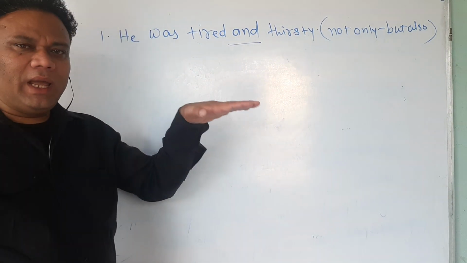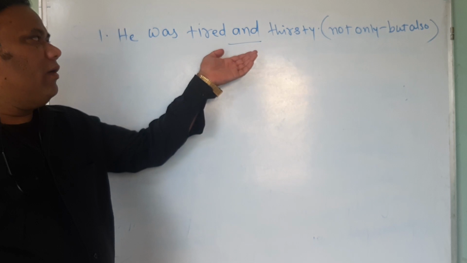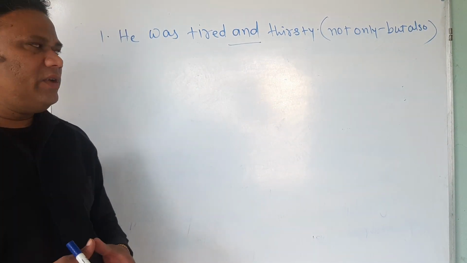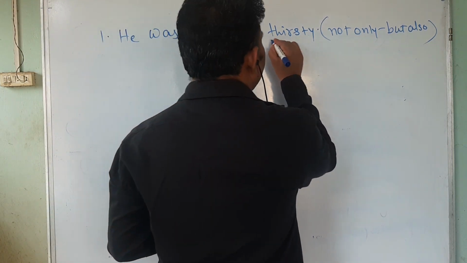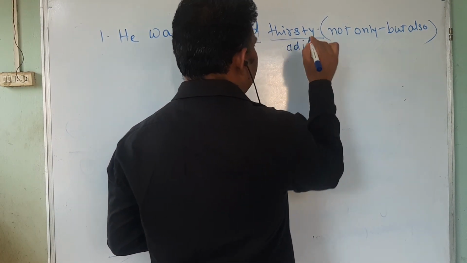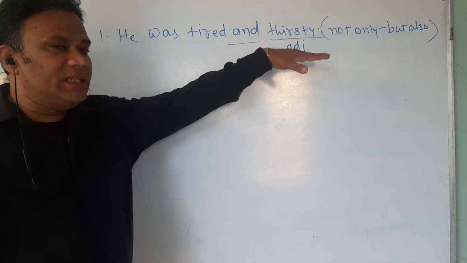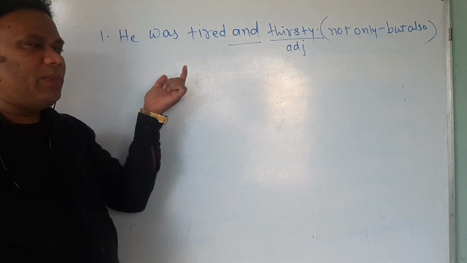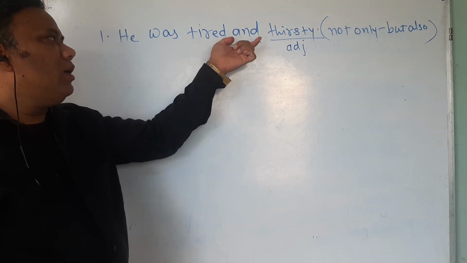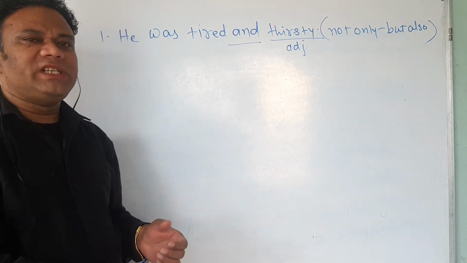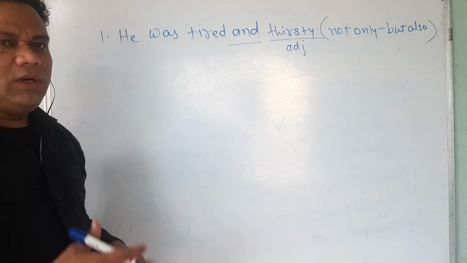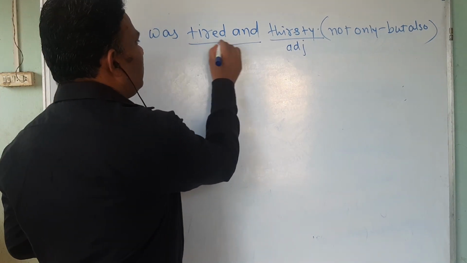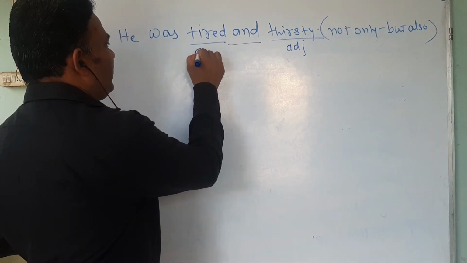Now after finding "and" or "as well as", we have to see the part of speech of the word which is given after that. Here thirsty is an adjective. Now if this is an adjective, in the earlier part of the sentence, means the part of the sentence which is given before "and", we should see which is the adjective. Now let us see which is the adjective. So which one is the adjective here? Yes, here the adjective is tired.